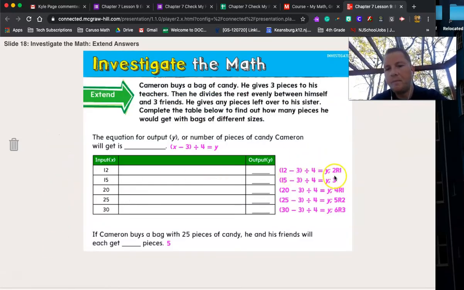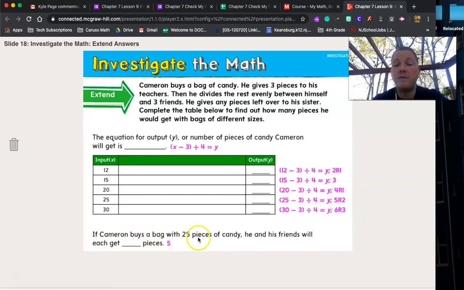All right, here we go. The first one, 12 minus 3 divided by 4 equals 2 remainder 1. Then for the 15 problem, it was 15 minus 3 divided by 4 equals 3. There was no remainder here, because 15 minus 3 is 12, and 4 goes into 12 3 times. For this one, 20 minus 3 divided by 4, we just did that one, 4 remainder 1, and it just keeps on going.